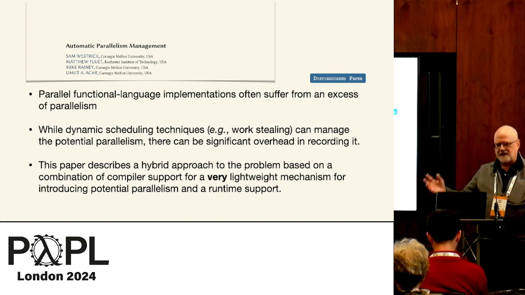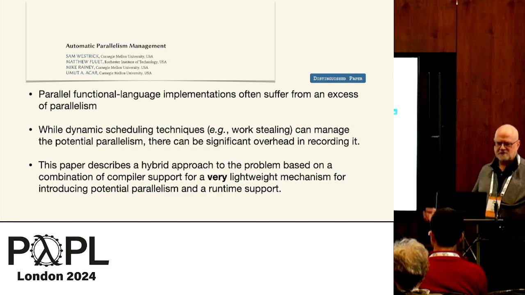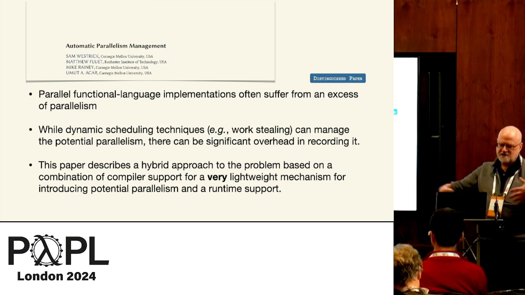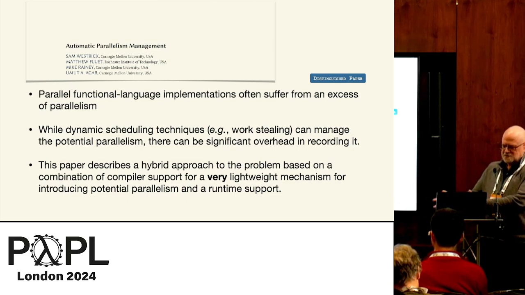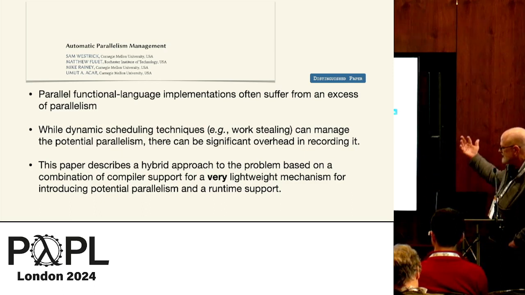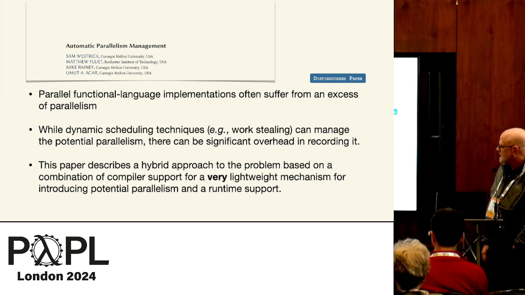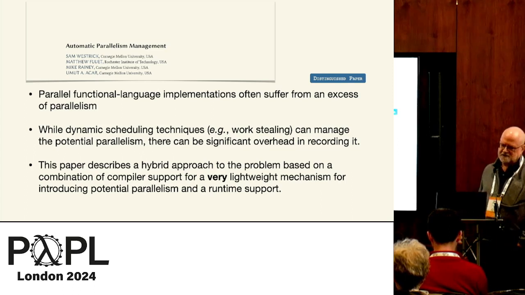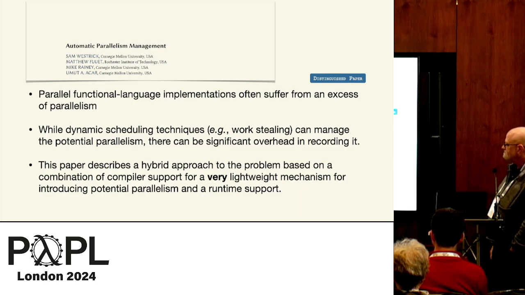And it comes with the territory of functional programming, right? You write a recursive function over a tree. At every node of the tree, you get 2 tasks that you could do in parallel, right? So you just get a massive amount of work. And that's way more work than you're going to have processors for, and the overhead of managing all that work can swamp the parallel gains you get.